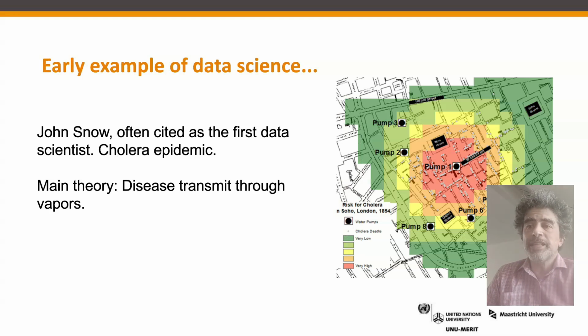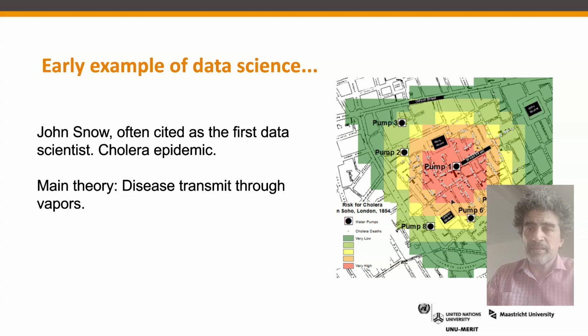Now, the main theory at the time was that the disease transmits through vapors. So from one person to another. A person that is sick transmits vapors to the people around him. This was debated, and Jon Snow didn't believe this theory because he thought it was related to a source that was specific to one point. So what he did was to monitor where the cases happened, right?